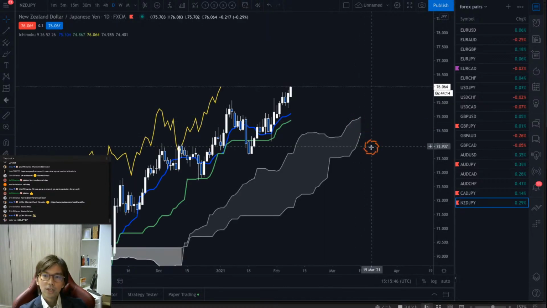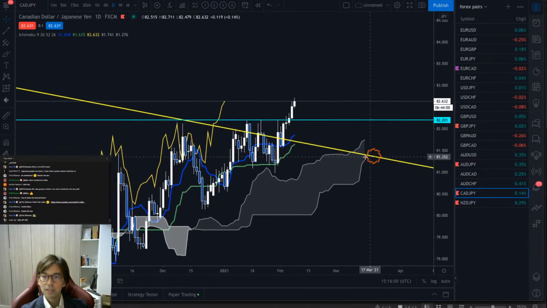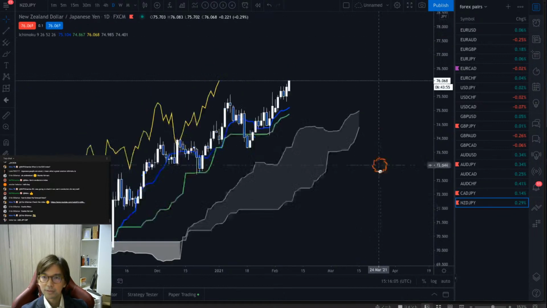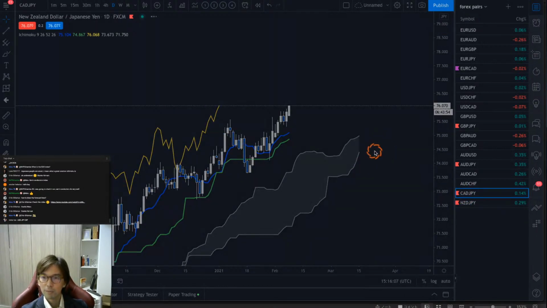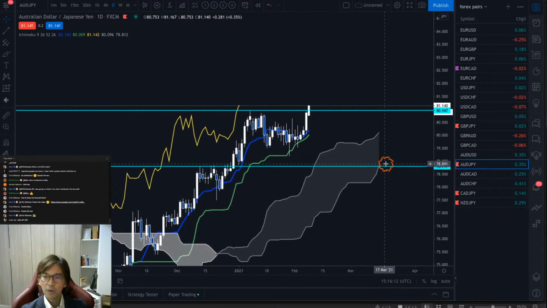And also I look at the Kumo structure too. I look at the Kumo and see which one is the thickest Kumo among these 4 pairs. So New Zealand JPY Kumo looks like this, and the CAD JPY Kumo is like this. This is a bit thinner than NZD JPY. Well, maybe the same, pretty much the same. But let's see, AUD JPY. Yeah, AUD JPY Kumo got thicker than CAD JPY and NZD JPY. So I think this one is the thickest one.